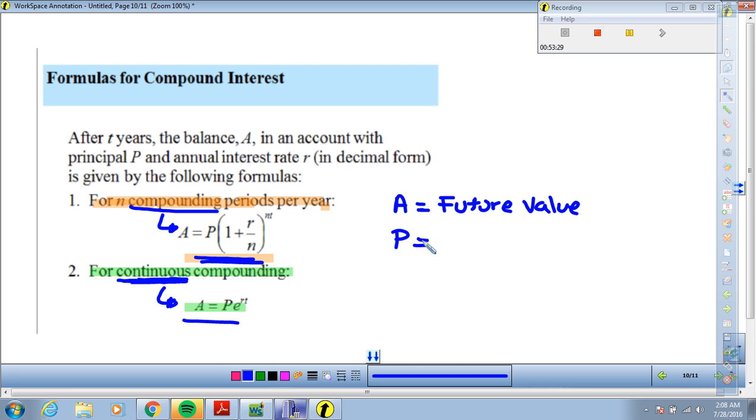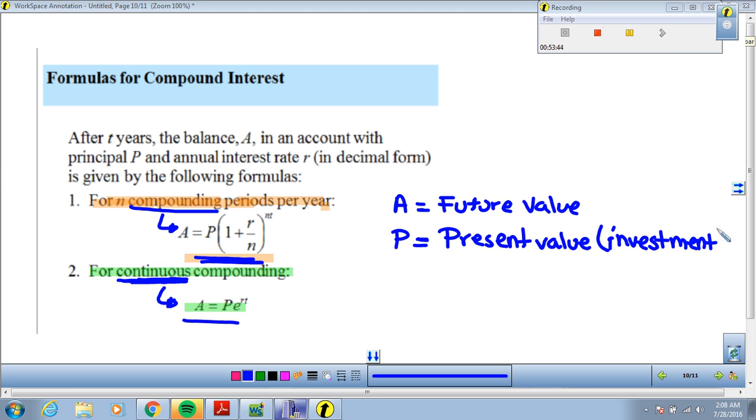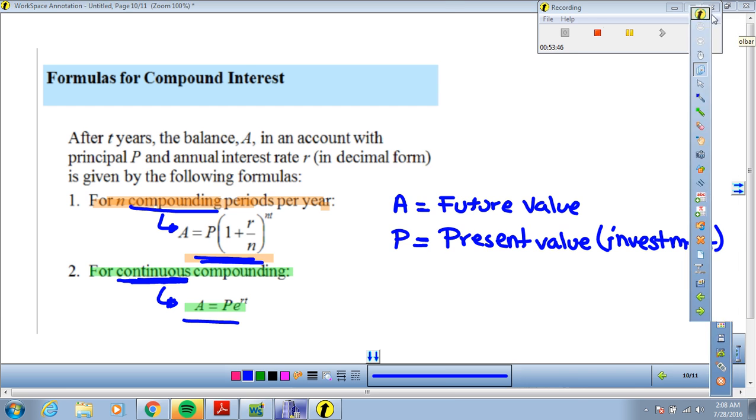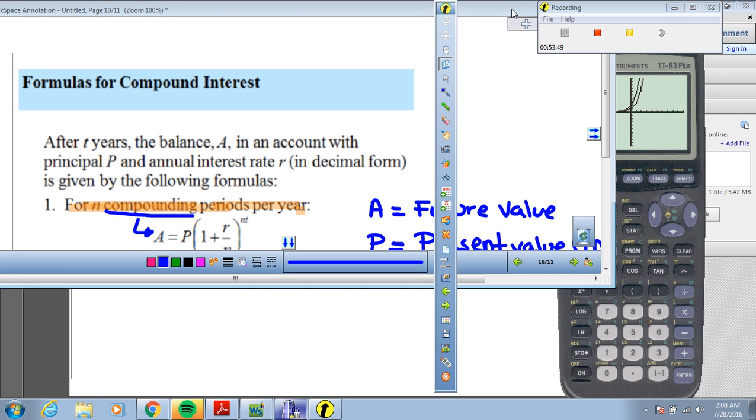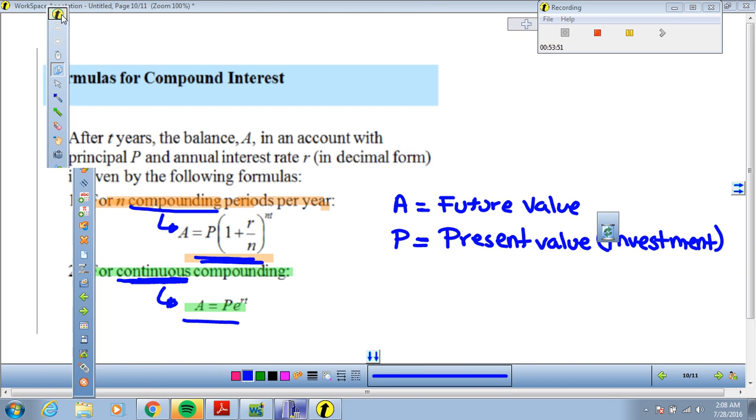P represents present value. Usually the present value is an invested amount or an investment. It's something that you're going to invest, or someone is investing into an account, or something like that.